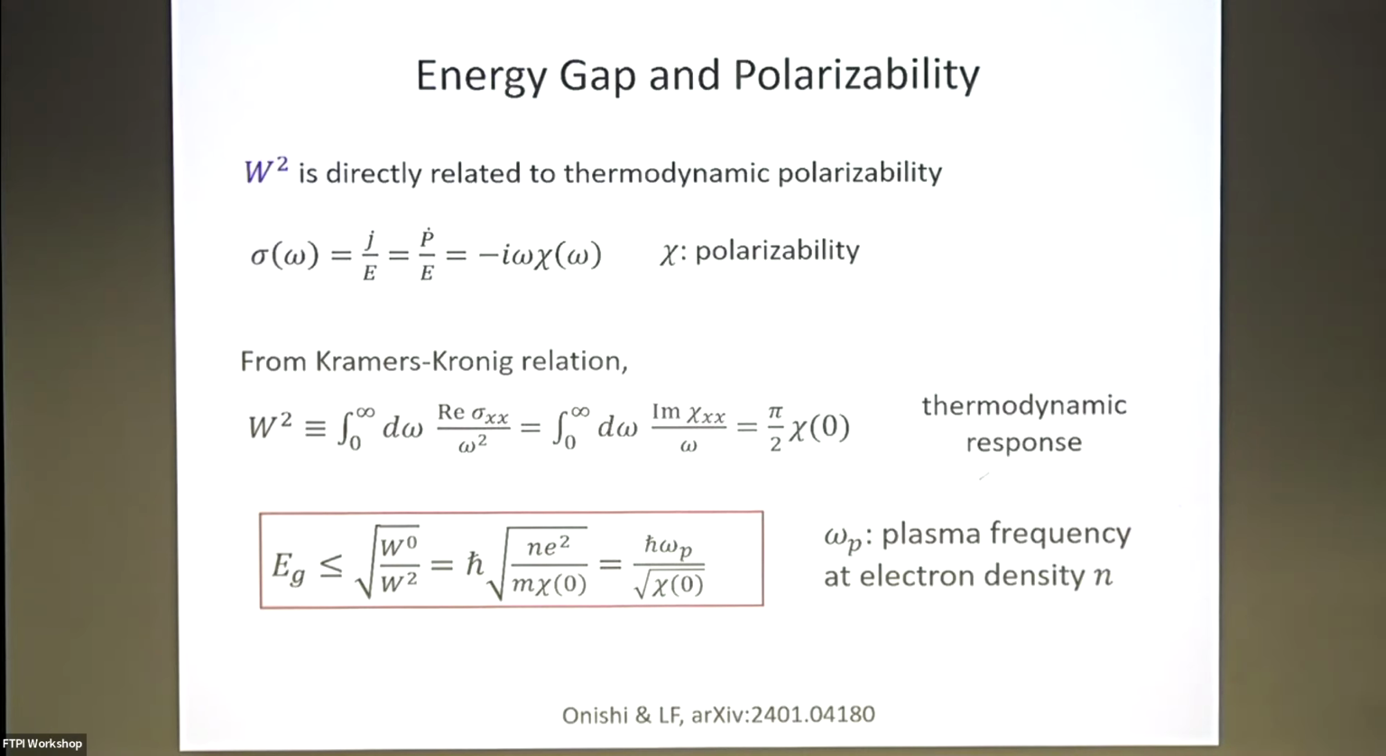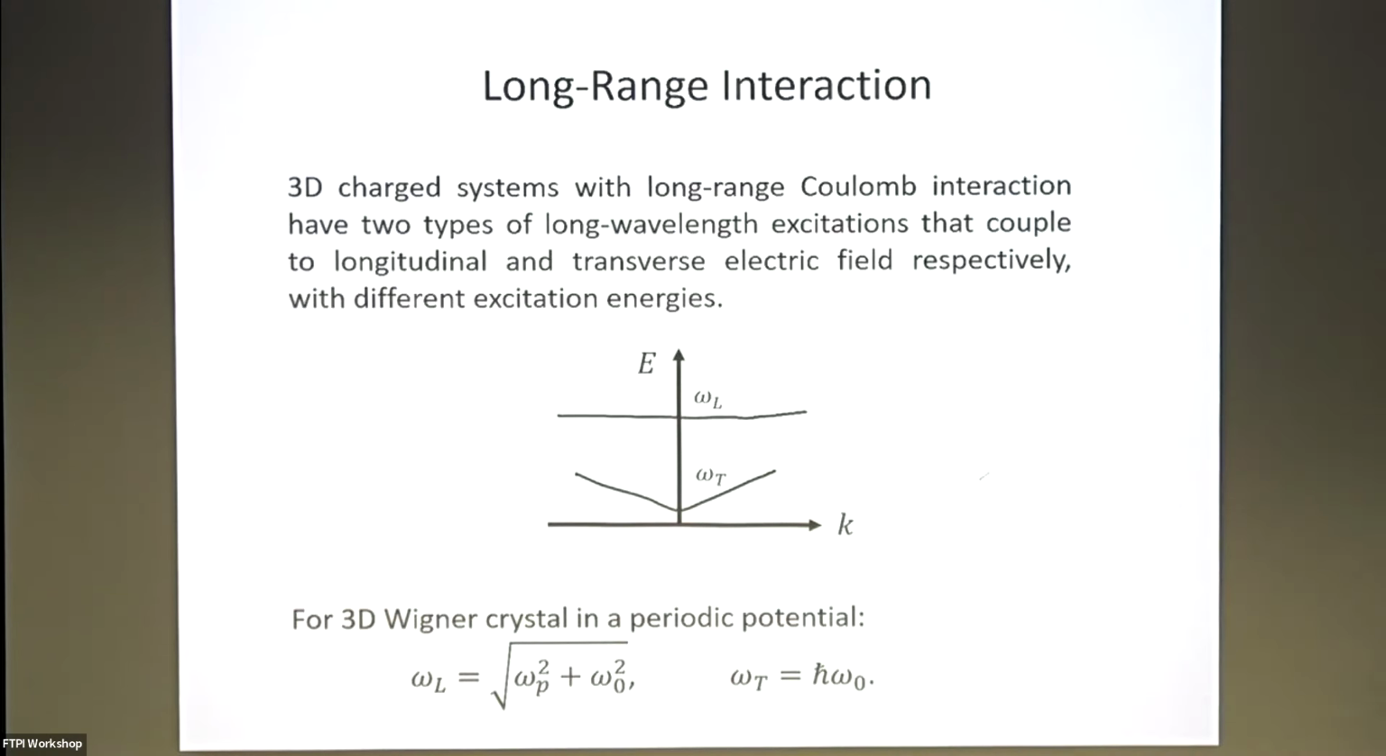Okay, so now the question is, what do we mean by polarizability? This is where the long-range Coulomb interaction in three-dimensional solids plays an important role, which I didn't appreciate when I wrote the first version of the paper. So now let me remind you that if I have a system with a long-range interaction in 3 dimensions, there are really two types of long-wavelength collective modes, right? And they couple to the longitudinal and transverse electric field respectively, and they generally have different excitation energies.